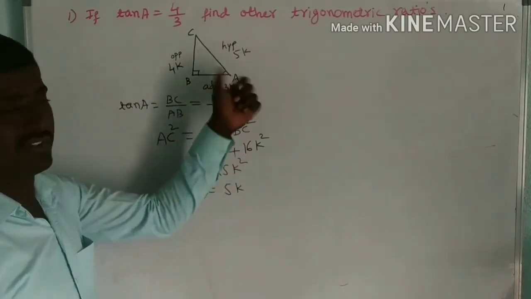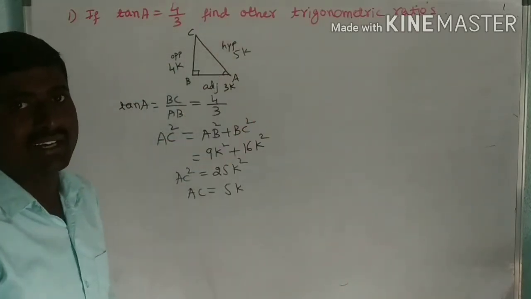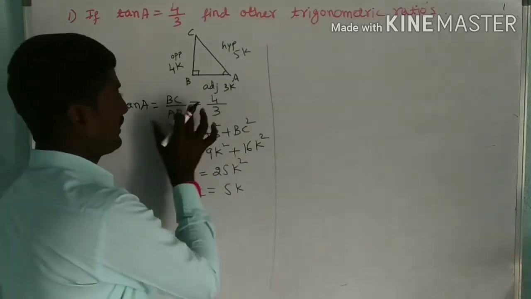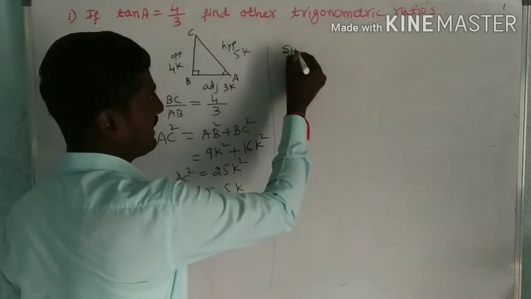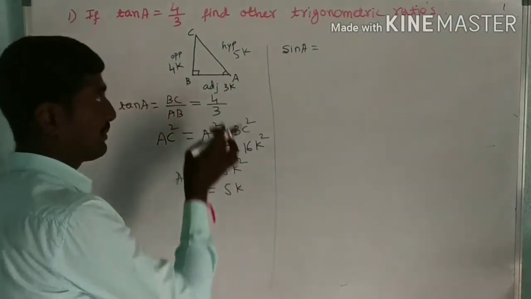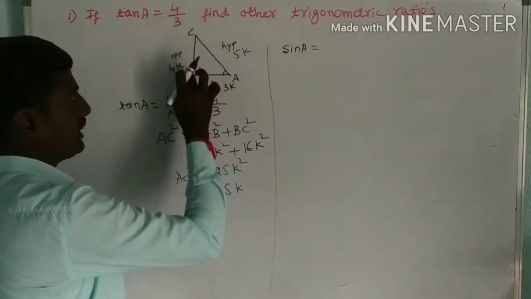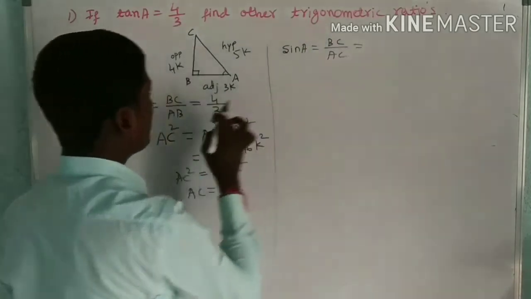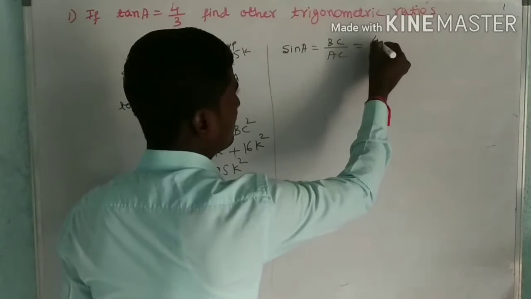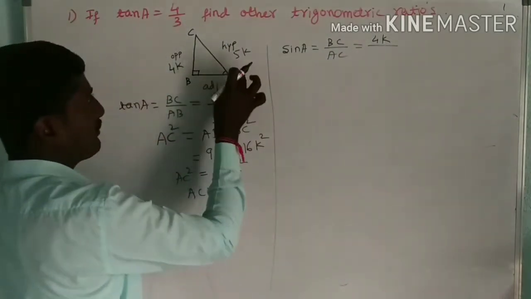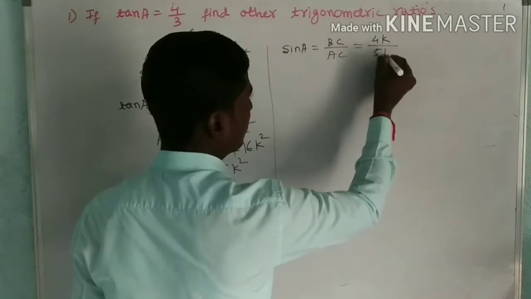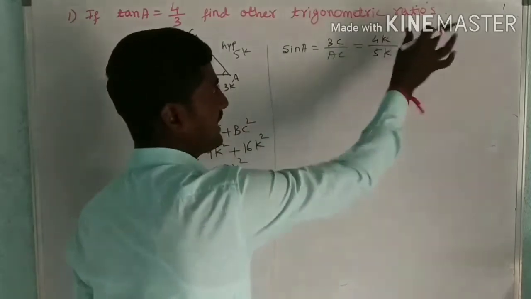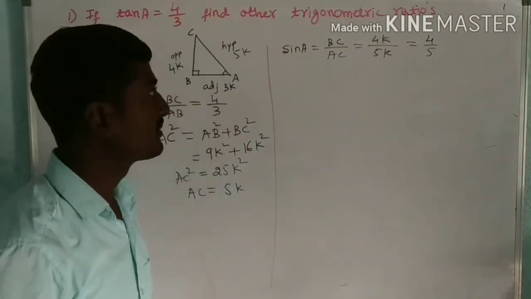Now three sides of the right angle triangle are known. Then you can write the remaining 5 trigonometric ratios. So first sin A. Sin A is equal to, sin A means opposite by hypotenuse. That is BC by AC. BC value is known, 4k, divided by AC, which is 5k. Now k gets cancelled. Remaining is 4 divided by 5. So sin A is equal to 4 by 5.